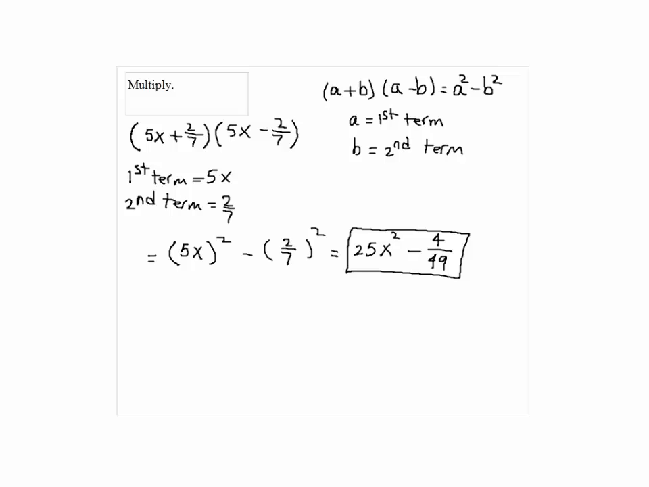Whereas if we multiply these terms term by term, it would result in the same answer. Again, when you recognize the difference of squares property, you should use the property and not multiply the terms of the binomial term by term.